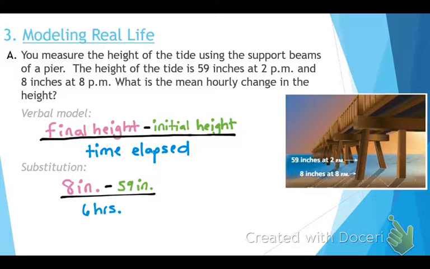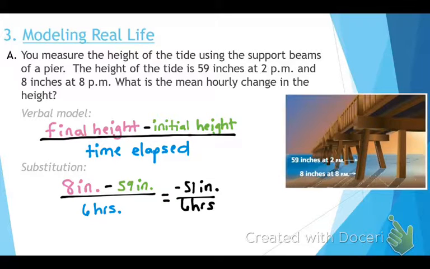So now we're going to do the numerator first. 8 minus 59. Same sign or different sign there, guys? Different sign. The 8 is positive, the 59 is negative. So different signs, subtract and take the sign of the larger. What's 59 minus 8? 51. Negative 51. And then we're just going to go ahead, negative 51 inches divided by 6 hours.